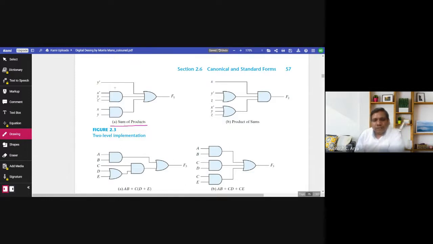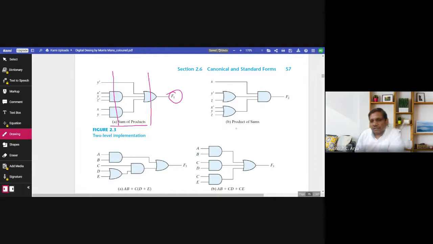And this is two level, meaning whenever we implement it, this is the way the input signal interfaces with a logic gate. So this is the first level and this is the second level. After passing through the two levels, you will get the output.